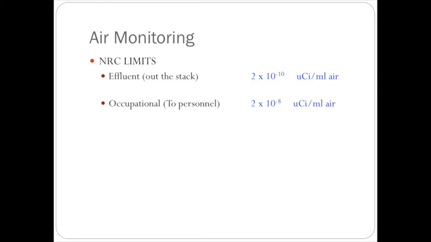So if you'll notice for this, the effluent, or the stuff that's going out the stack, or the stuff that's going into the non-restricted area, is 2 times 10 to the negative 10th microcurie of iodine per milliliter of air that went through the system. The occupational, or the one that's the restricted area, is 2 times 10 to the negative 8th microcuries per mil of air. So both of those numbers are incredibly small.